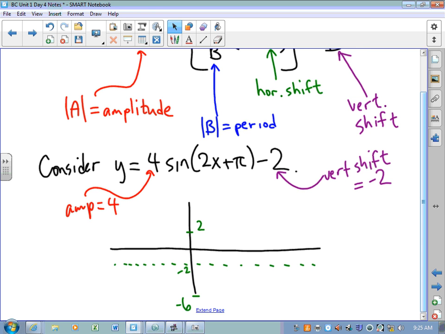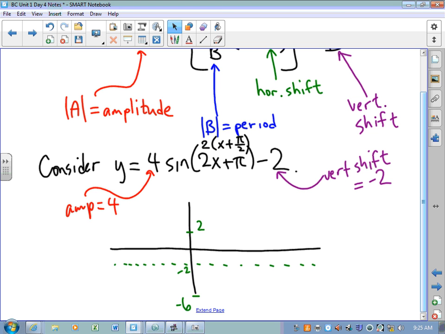And I know it's going to look like a sine graph, but what will be its period and how will it be shifted? Well, to do that, we've got to rewrite this as 2 times (x plus pi over 2). The pi over 2 becomes the shift to the left.